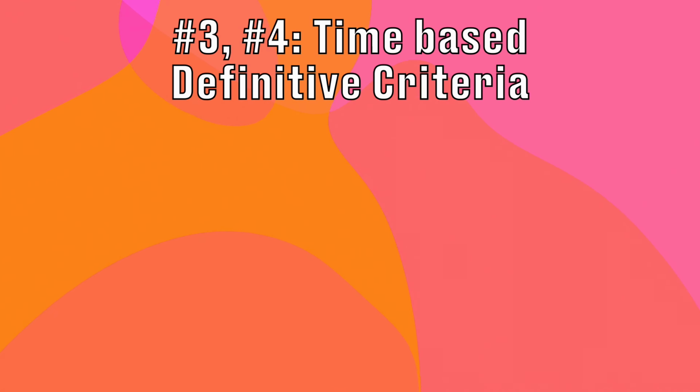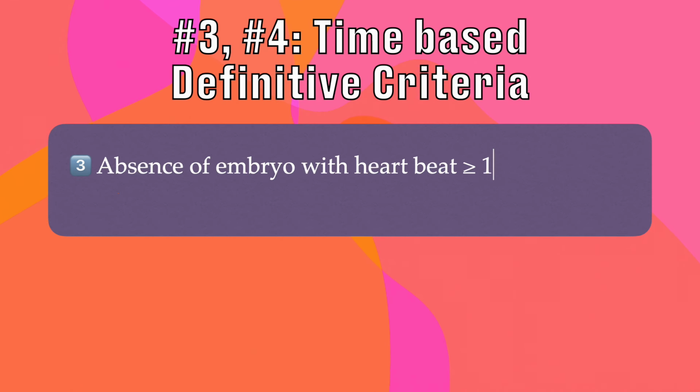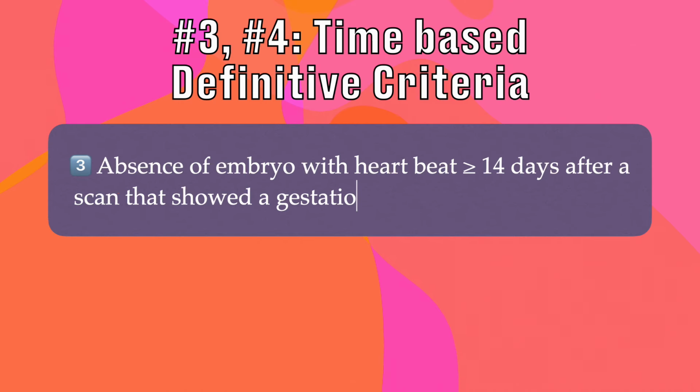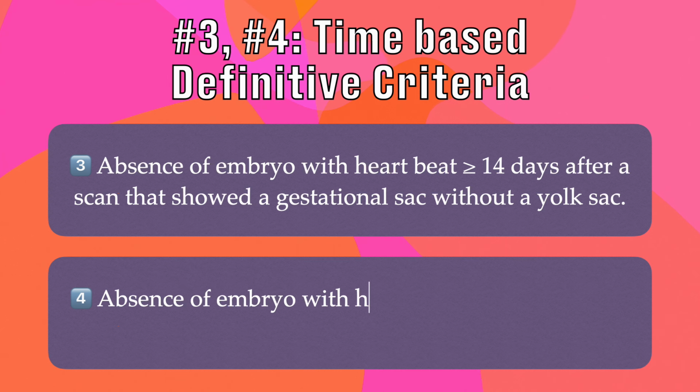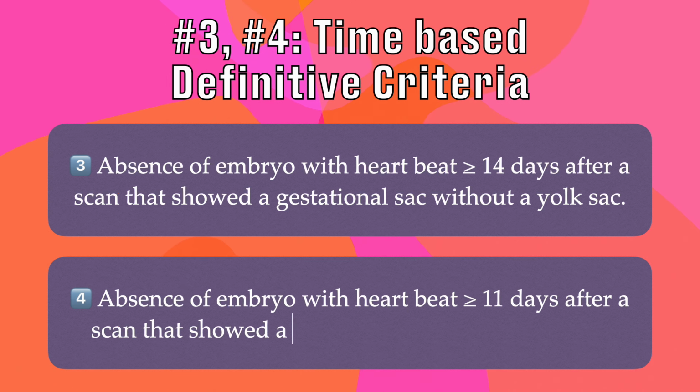Time-based definitive criteria are needed because discriminatory mean sac diameter or crown rump length may never be achieved. So these are absence of embryo with heartbeat 14 days or greater after a scan that showed a gestational sac without a yolk sac, or absence of embryo with heartbeat 11 days or greater after a scan that showed a gestational sac with a yolk sac.